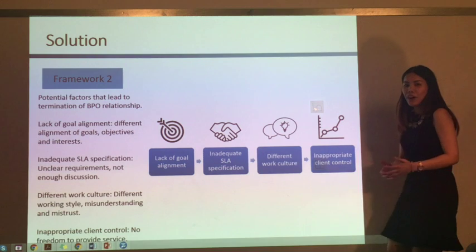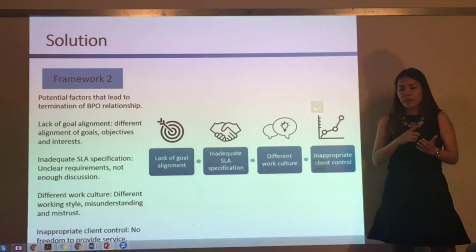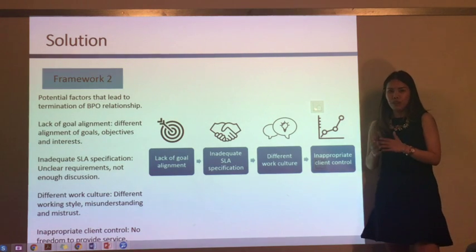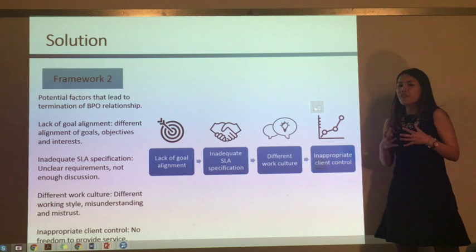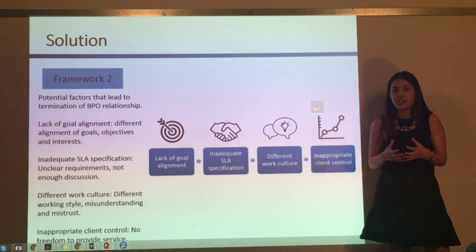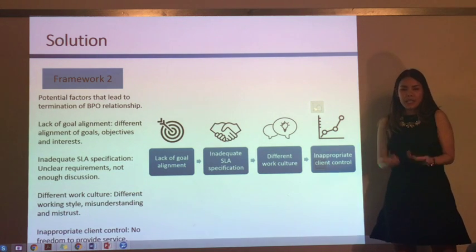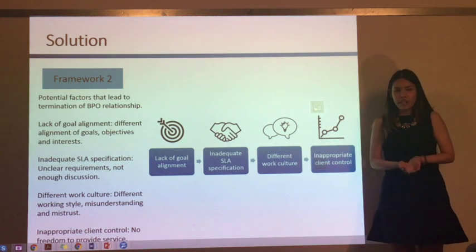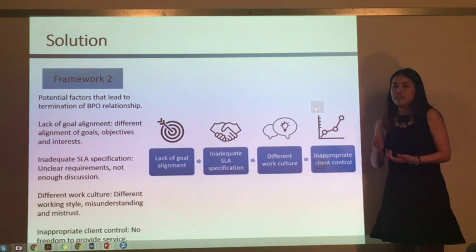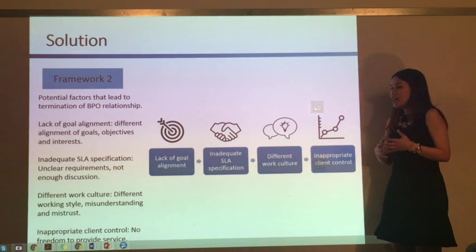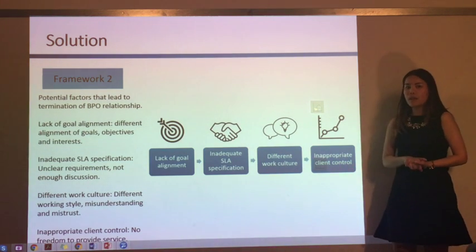After you know how to build a new relationship between the clients and the provider, next I'm going to talk about the potential factors that lead to the termination of the BPO relationship. You may think about cost over budget during the project, or trust being destroyed during the project, but there are some insights behind that, which consist of four main factors.